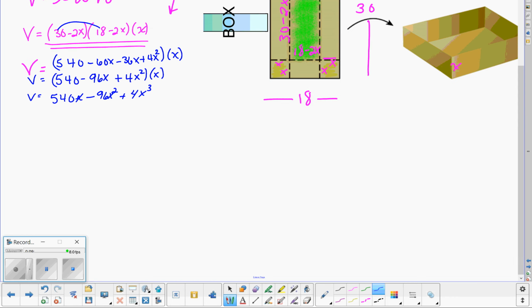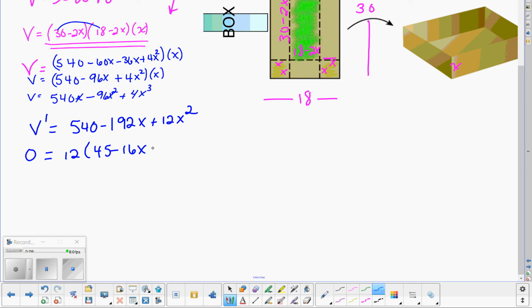Okay, I got mine down to the polynomial. Now let's go in and do our derivative. So v prime is equal to 540, double the 96, that becomes 192x plus 12x squared. And I want to set it equal to 0 so that I can find my critical points. Let's go ahead and factor a 12 out. 12 will go into each of those terms up there. So it gives me 45 minus 16x plus the x squared.